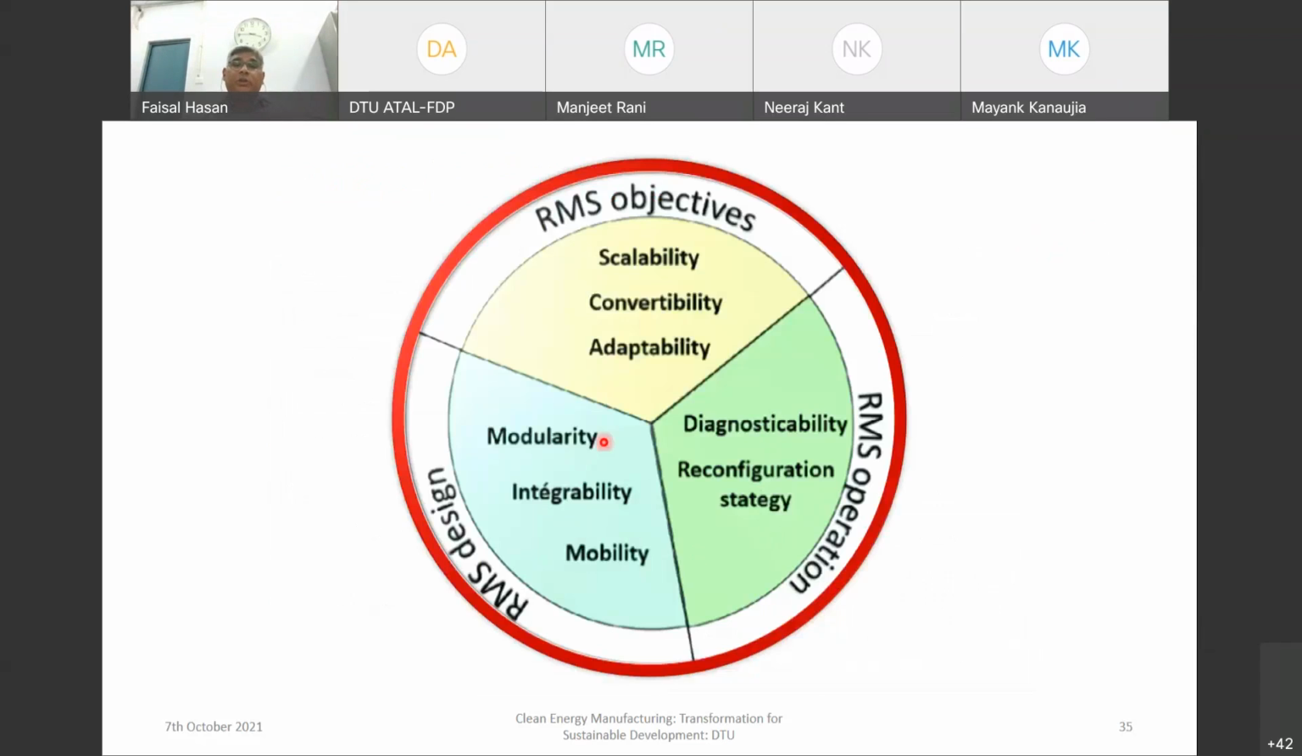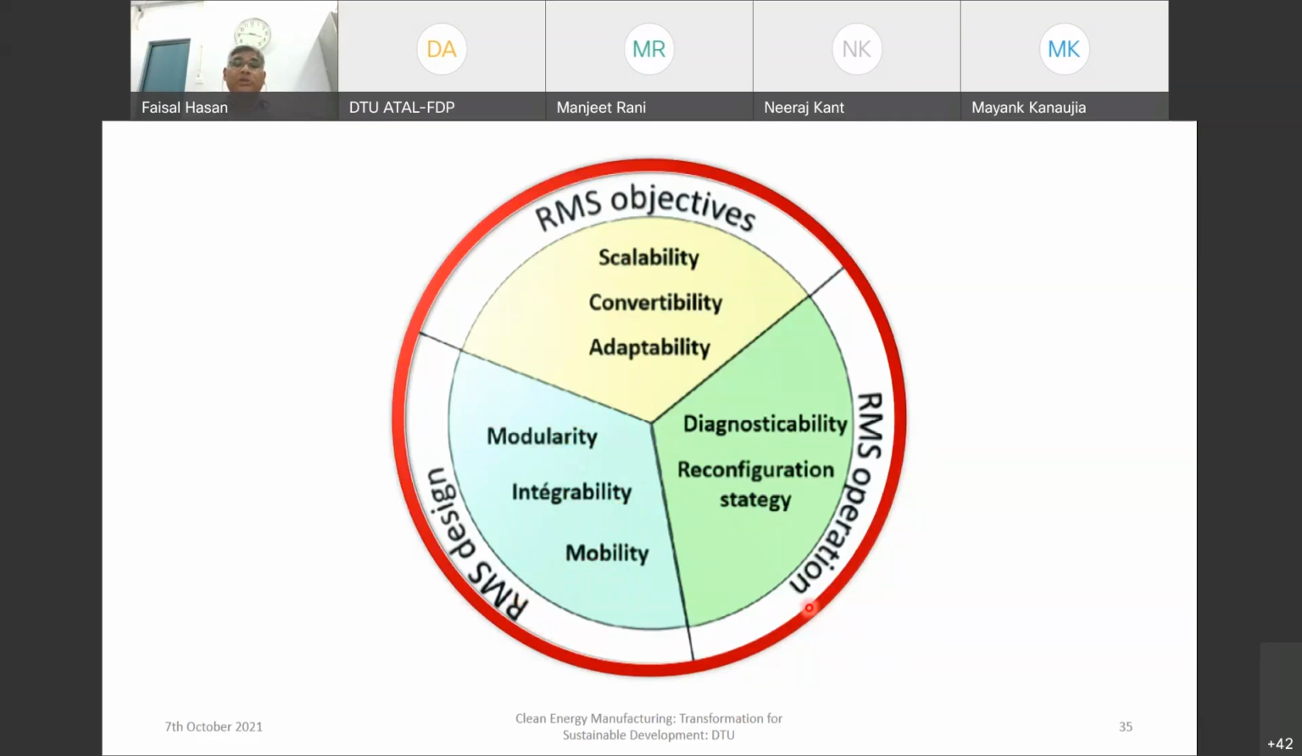So these are the objectives which we want to achieve. As far as the RMS is concerned, we need a system which is scalable. We want a system to have a high degree of convertibility and adaptability, whatever changes there are in the market. Of course, we can only achieve this if we build any system on these concepts: modularity, integrability, and mobility. If we build a system on these concepts, my objectives will be achieved.